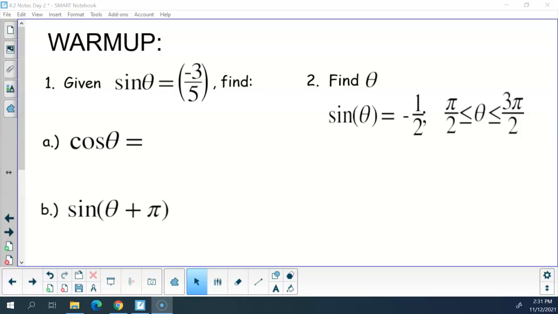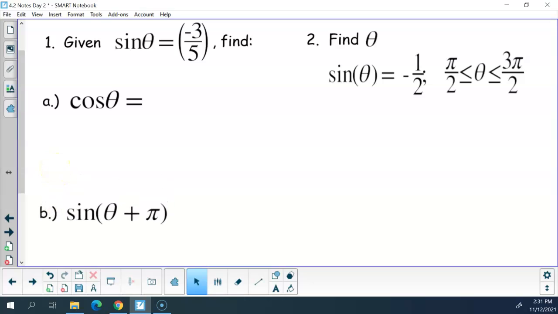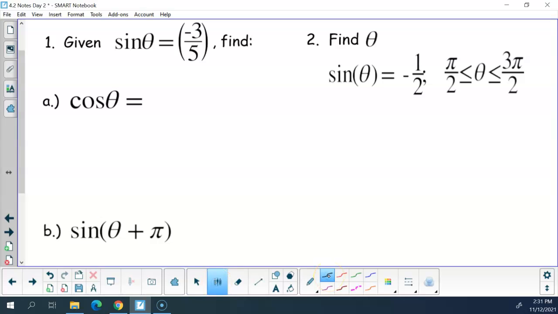Okay. All right. So to figure out the cosine, we're going to use the hammer. Oops. Tap the brakes.